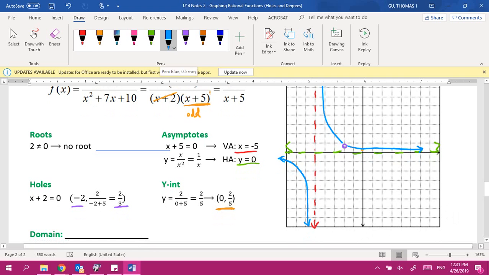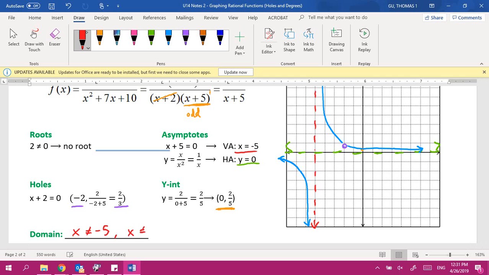Now, can you tell me the domain on this one? That's right, like this.